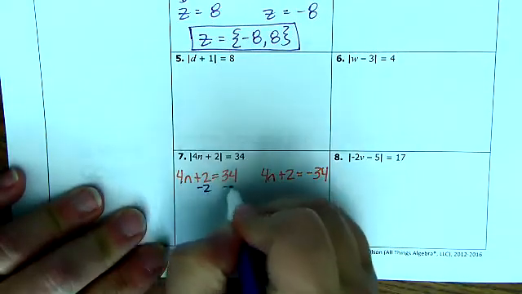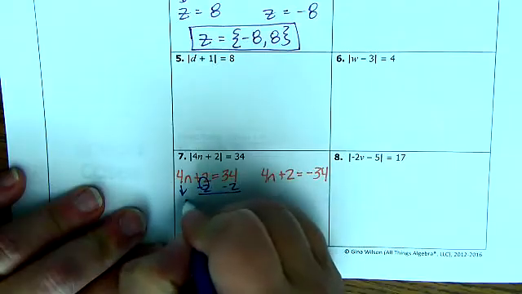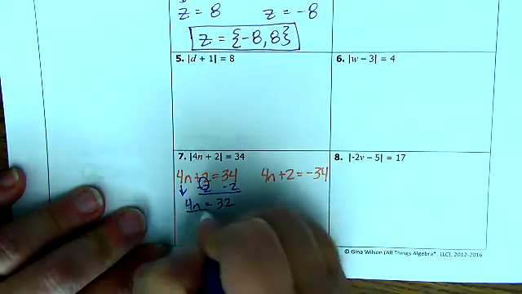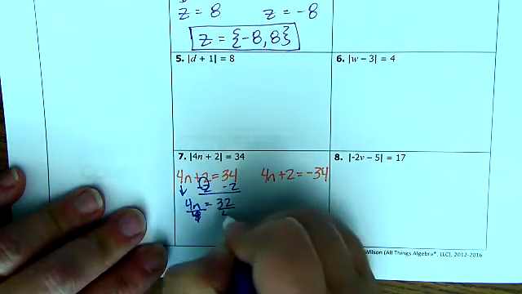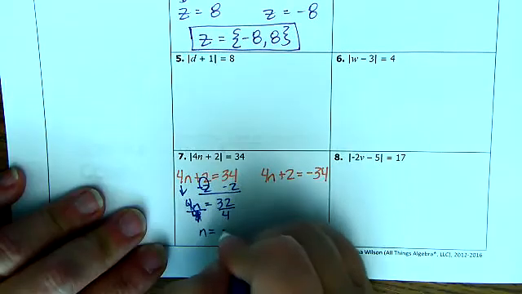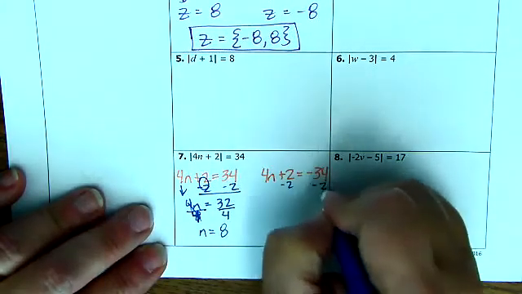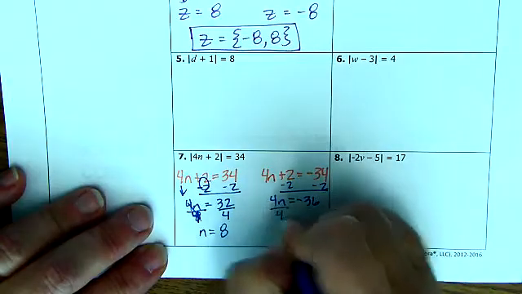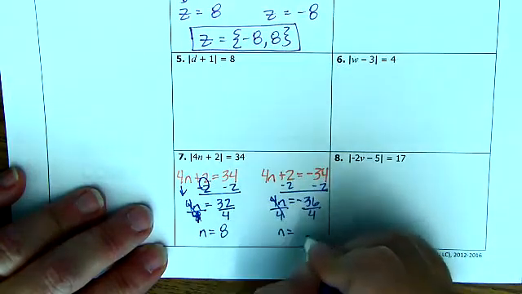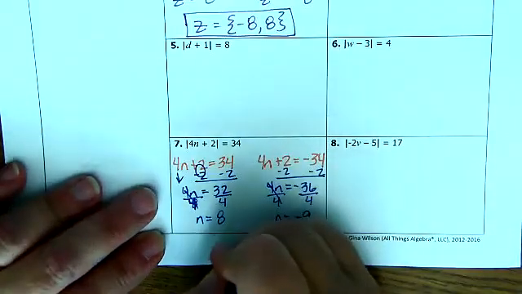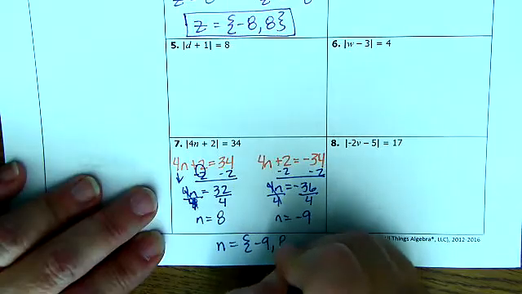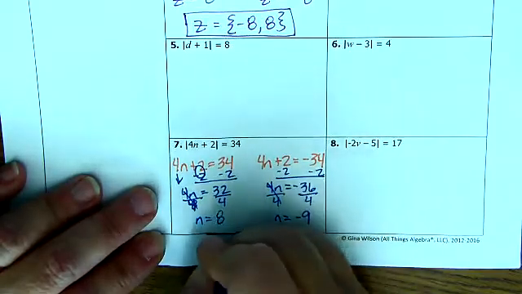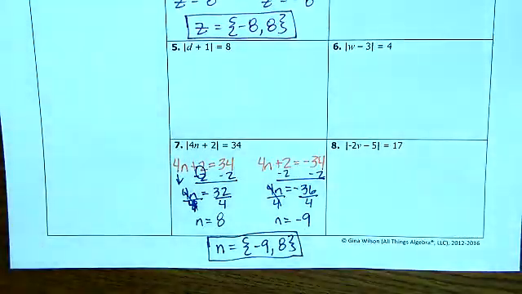So subtract 2, that zeroes out. It's down, and we have 4n equals 32. Oh, I'm jumping ahead. Divide by 4, and n equals 8. Now I'm over here, subtract 2, 4n equals negative 36. Divide by 4, n equals negative 9. So my answer here is going to be n equals {negative 9, 8}. Remember, if you've got questions, pause and repeat, or pause and come ask. Moving right along to the next page.